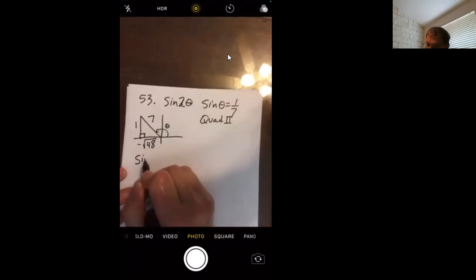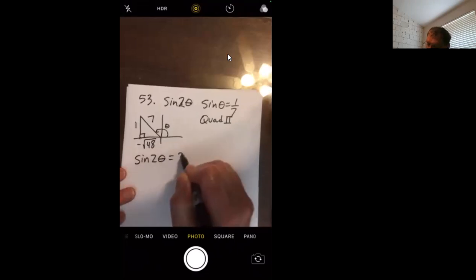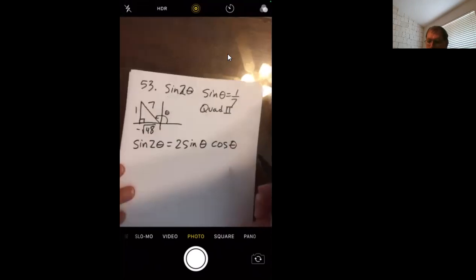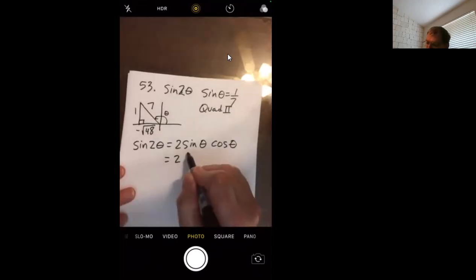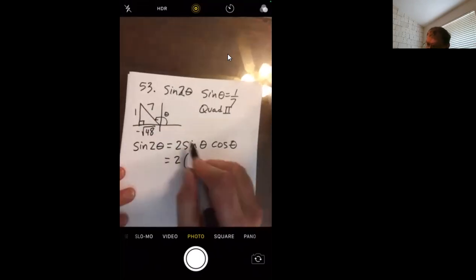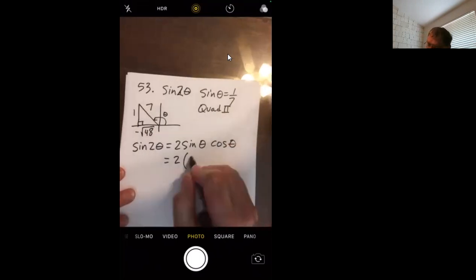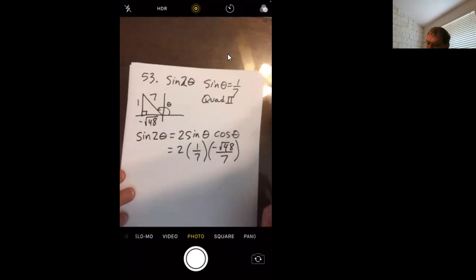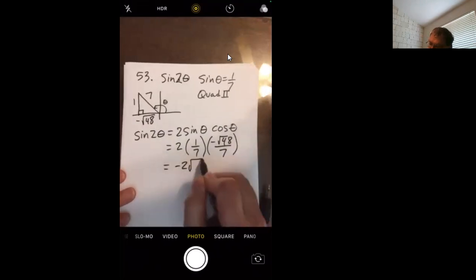Sine of 2 theta, it's really plug and chug. Twice the sine, cosine. Your sine was given to be 1 over 7, but you can get the cosine off the triangle, because you're kind of going backwards. Your cosine is a negative root 48 over 7, giving you a negative 2 root 48 all over 49.